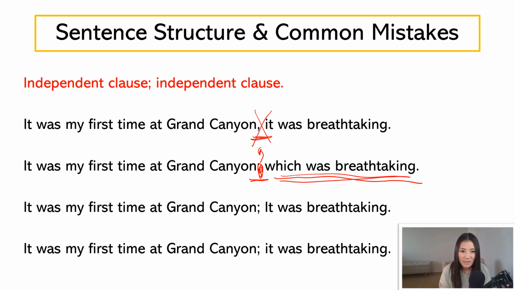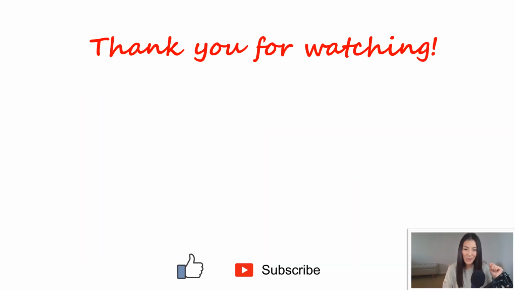The third sentence says, "It was my first time at Grand Canyon; It was breathtaking." What do you think is wrong with this one? Because I use the semicolon here, if it's a common noun, we do not capitalize it. So we're going to use a lowercase i for it. "It was breathtaking." So the correct sentence is this last one. "It was my first time at Grand Canyon; it was breathtaking."